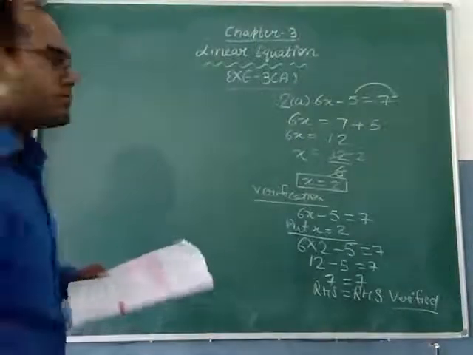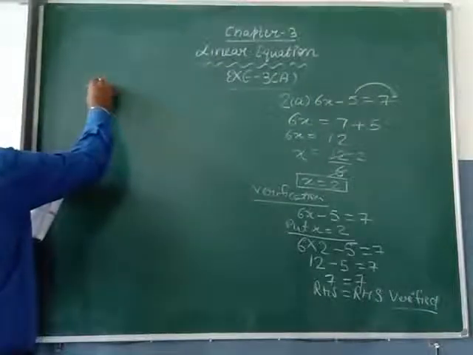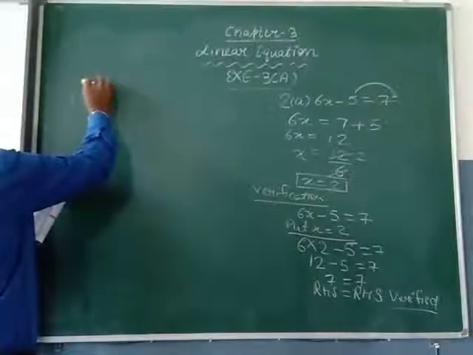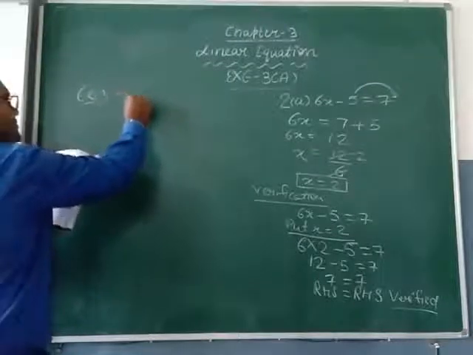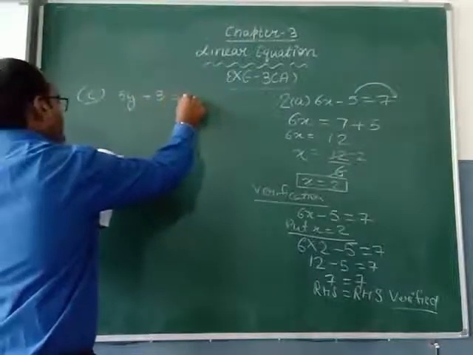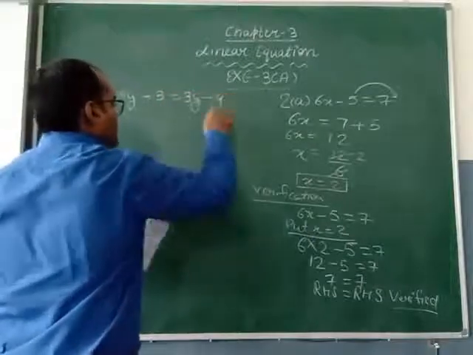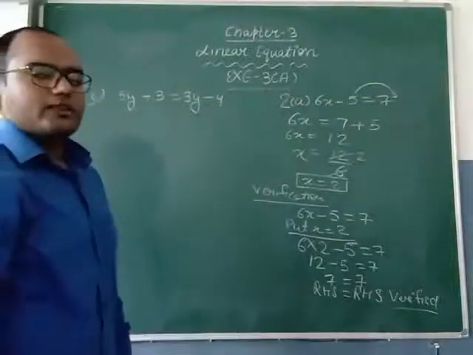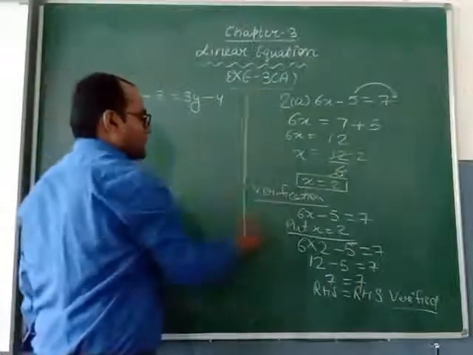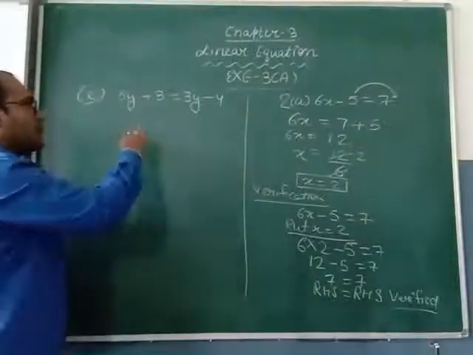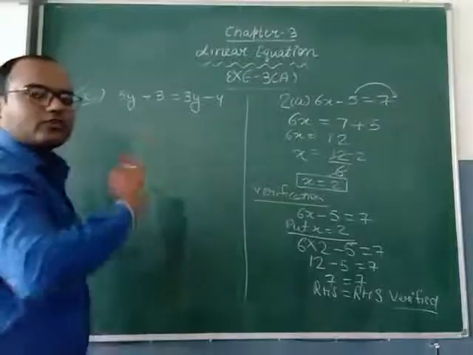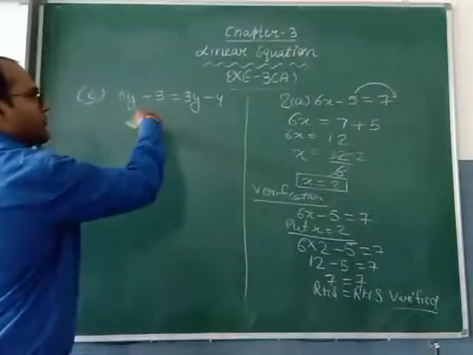Part number C. Second question, C part: 5y plus 3 is equal to 3y minus 4. So in order to solve it, first of all what do you have to do? We will bring y terms on the left hand and the constant terms, in which no alphabet is there, we have to take on the right hand.